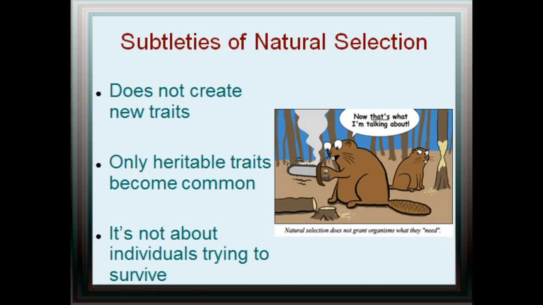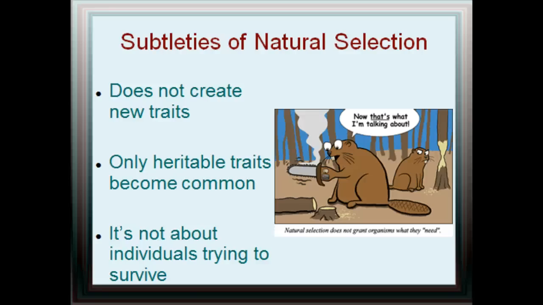Now, just a couple subtleties of natural selection. It's important for you to get these down in your notes. Natural selection does not create new traits. In other words, it doesn't make a short-necked giraffe become a long-necked giraffe. Short necks are short necks, long necks are long necks. Secondly, only those traits that are heritable, that can be passed on, are under the influence of natural selection.